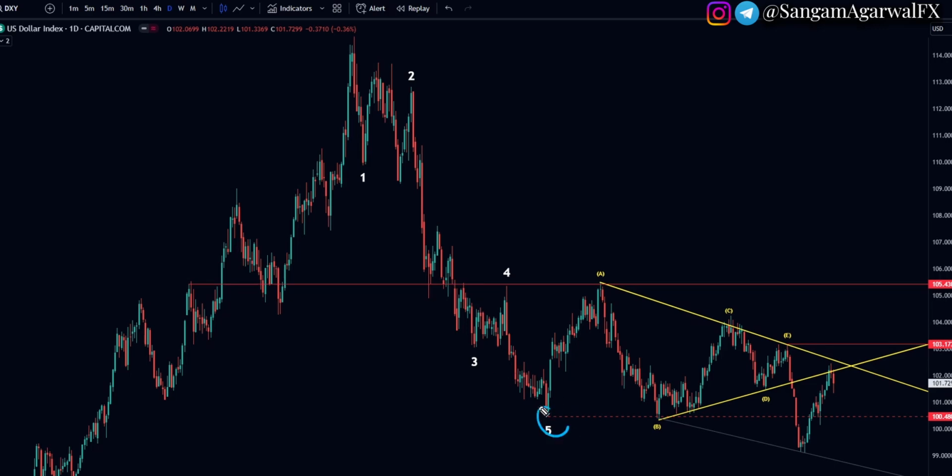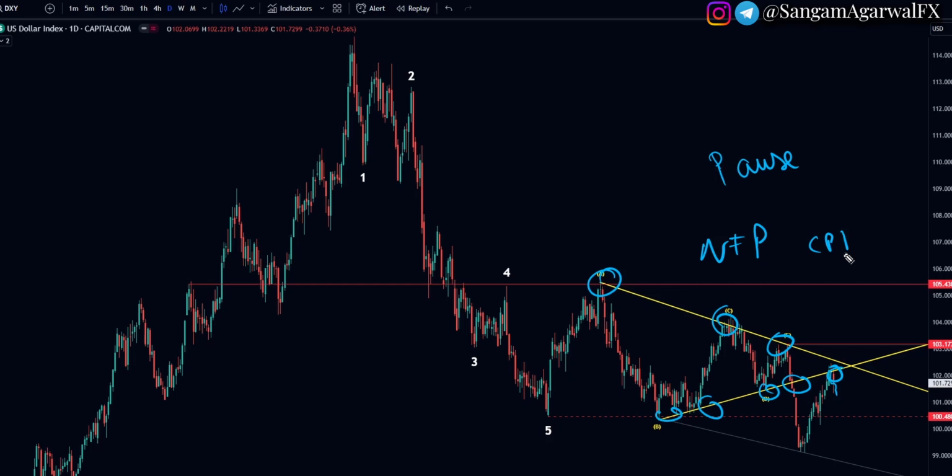First of all, the dollar index. Last week price tested this upper trend line and this lower trend line, both at the same time, on your big news NFP. NFP was in favor of a rate pause, that is bad for the dollar, that's why it came down.